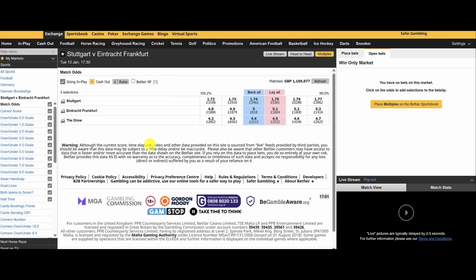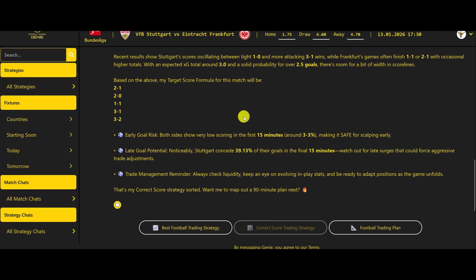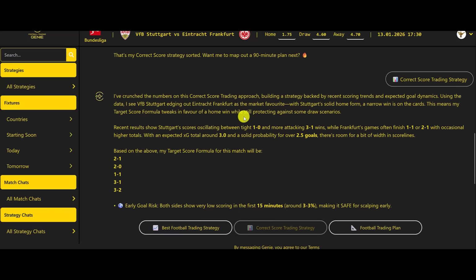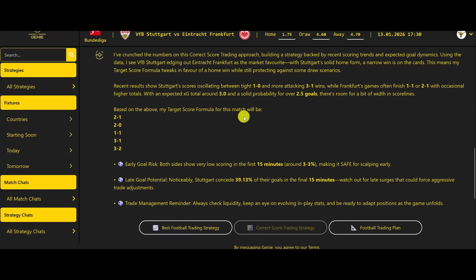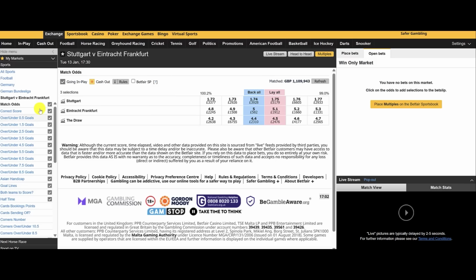Getting very close to kickoff on this one. Early evening kickoff, Stuttgart against Frankfurt. Plug this into the football trading Genie, and you can see the target score formula that it's coming up with after looking at all the recent correct scores from both the teams. And some interesting ones here. 2-1, 2-0, 1-1, but then also a 3-1 and a 3-2, which is interesting. Let me show you how we've set that up.